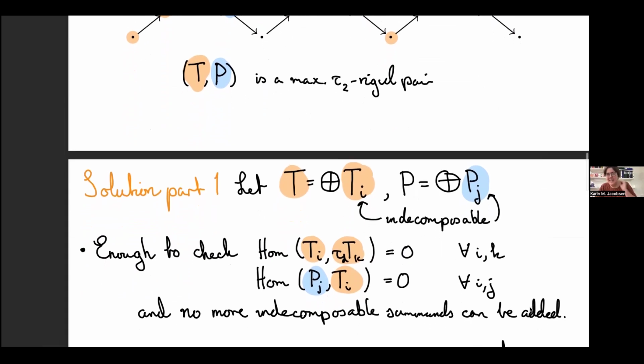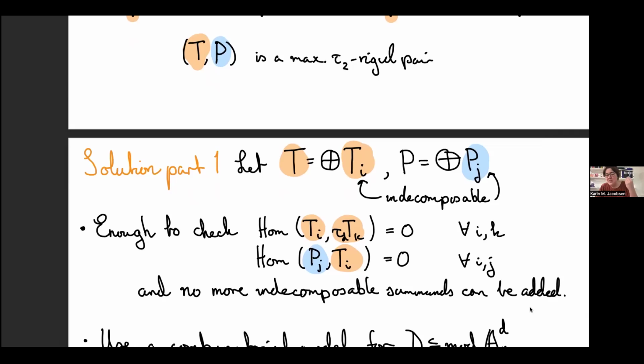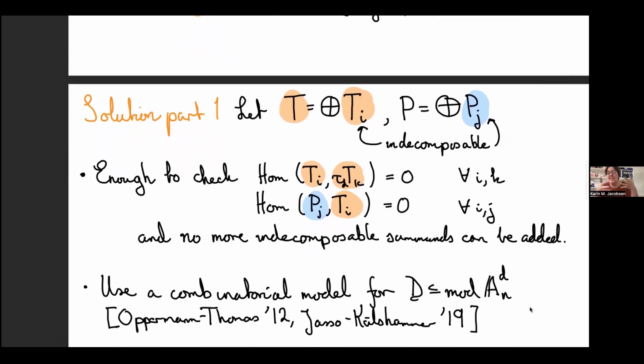And the other thing that makes this possible to do with a computer is that there is a nice combinatorial model for the indecomposables, which tells me things about, for example, homomorphisms. It's due to Oppermann-Thomas, and it has also been extended to higher Nakayama algebras by Herschend and Kvamme.